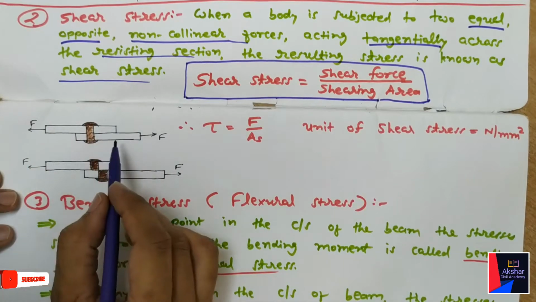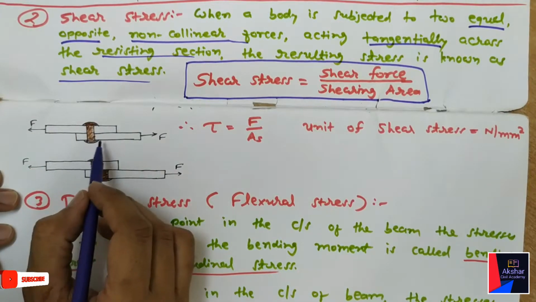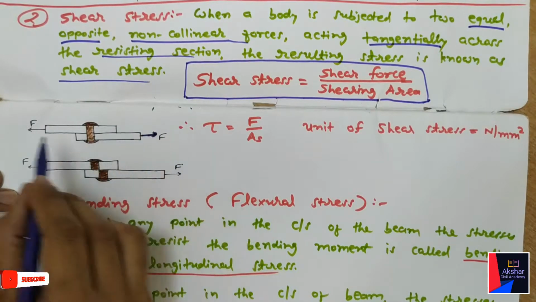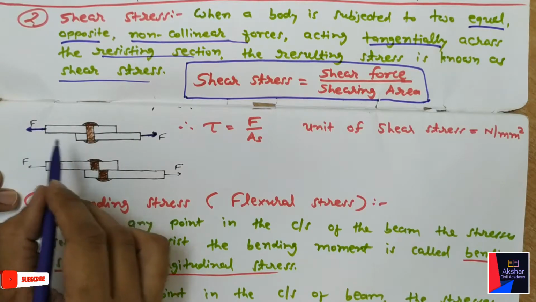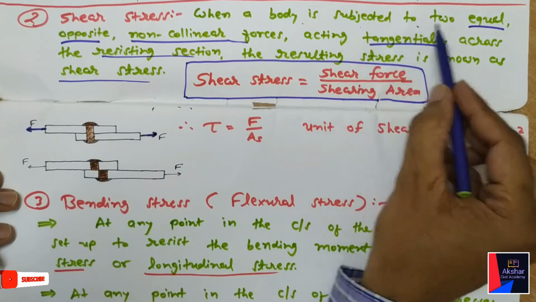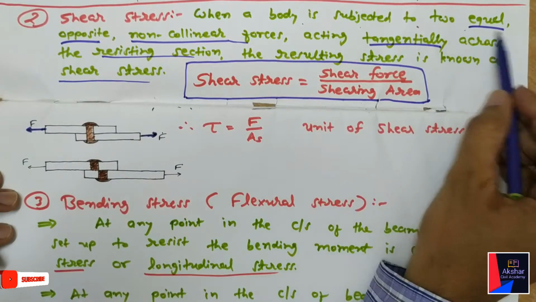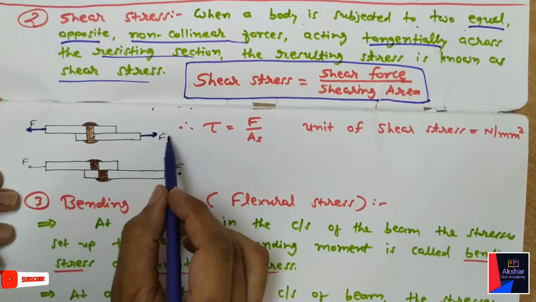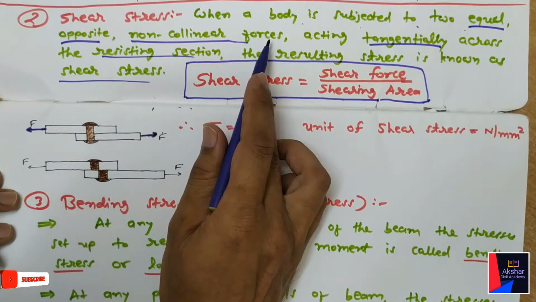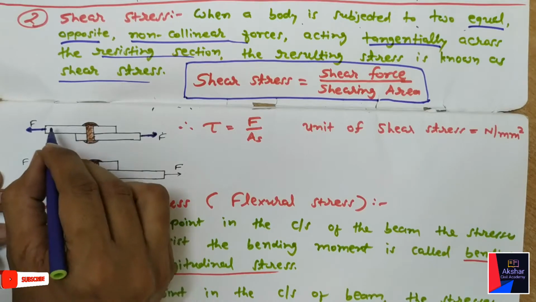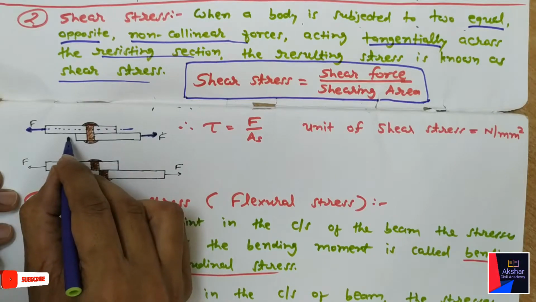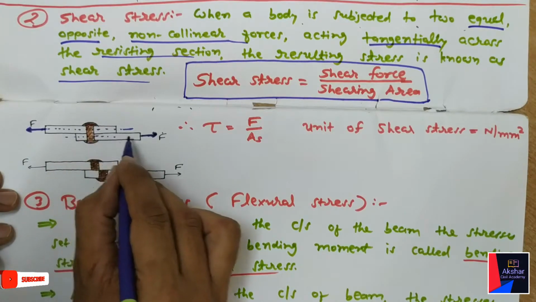For example, two plates are riveted by a rivet joint, and if we apply two tensile forces, parallel, see here, when a body is subjected to two equal forces of F magnitude, opposite and non-collinear forces, both are non-collinear, meaning the line of action of this force is in this way, and the other force's line of action is in this way.